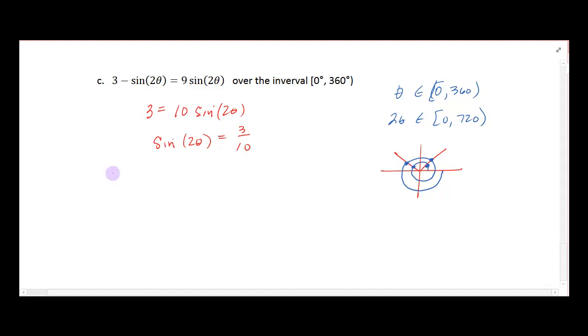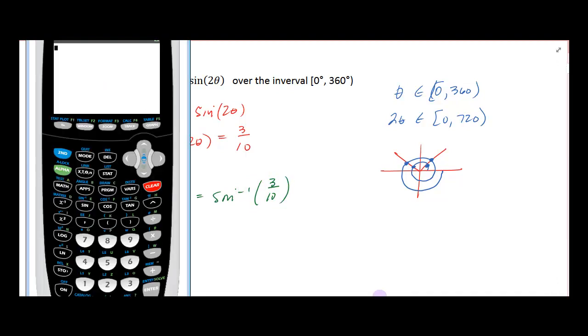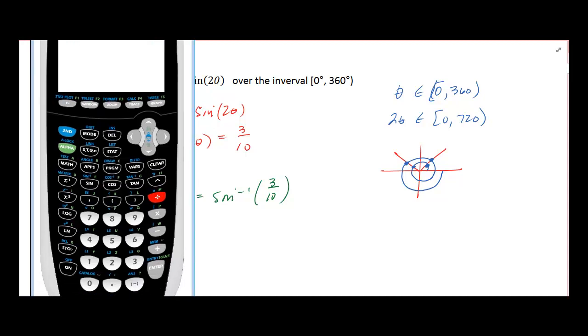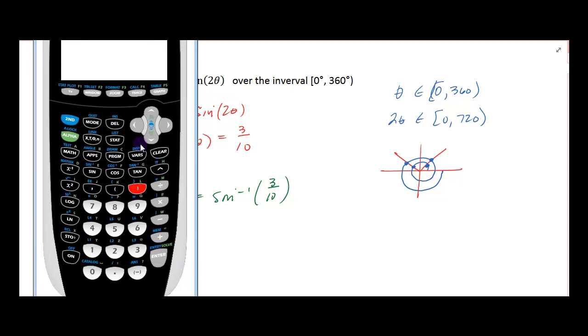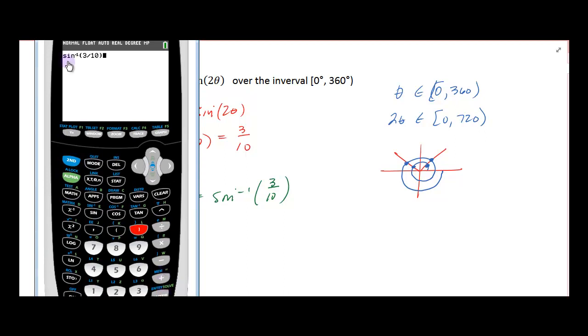So now on our calculator, let's let the calculator find the inverse function. So we say 2 theta is equal to the inverse sine of 3/10. In my calculator, first of all, I need to make sure I'm in degree mode. If you're not already in degree mode, you need to change it. Since I'm dealing in degrees, we want to find the sine in degree mode. Now I'm going to take second sine, and I get the inverse function, 3 divided by 10. So inverse sine of 3 over 10, and I end up with 17.5 degrees.